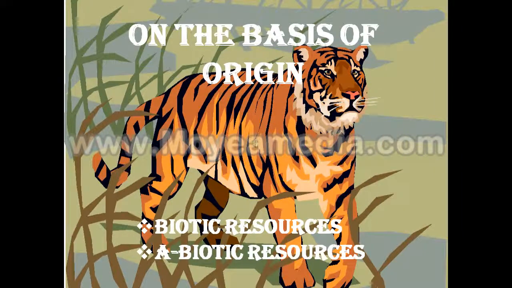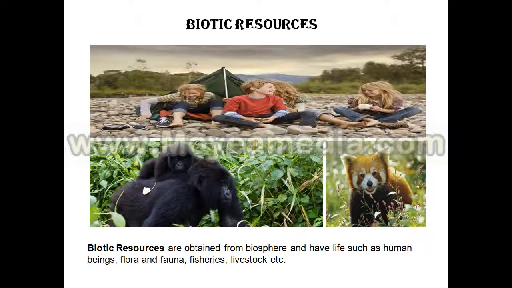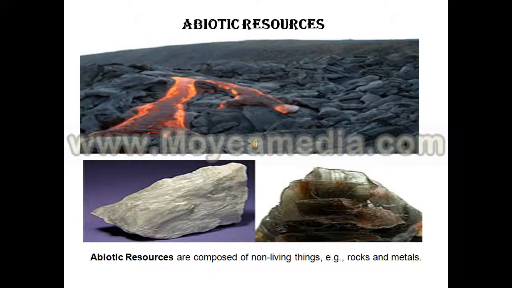On the basis of origin there are two types of resources, biotic resources and abiotic resources. Biotic resources are obtained from the biosphere and have life, such as human beings, flora and fauna, fisheries, livestock, etc. Abiotic resources are composed of non-living things, e.g., rocks and metals.